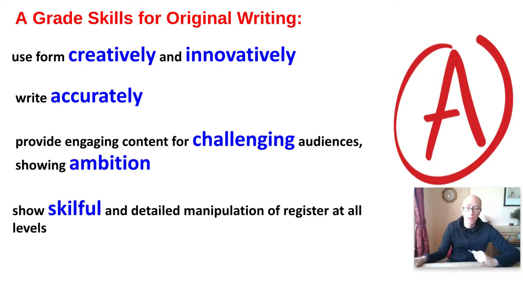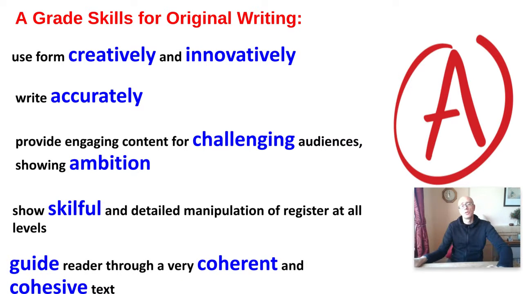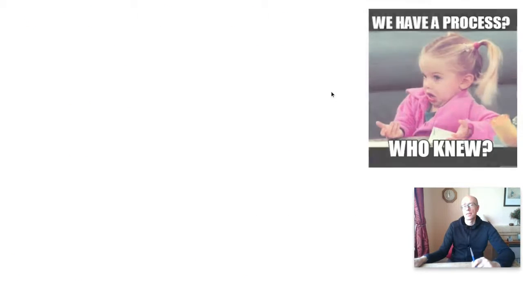You also need to show skillful and detailed manipulation of register at all levels. So you've got to make sure that it's consistently quality all the way through. What we often find with students is that they start off with great intent and the openings to their narratives are very, very carefully crafted. And then by the time you get to the 600th word, it's becoming a bit looser. Okay, so the very best students keep the quality all the way through. And then finally, guide your reader through a very coherent and cohesive text where there is a strong sense of structure. Those are your A grade skills for A level.